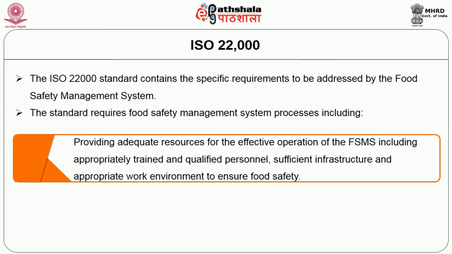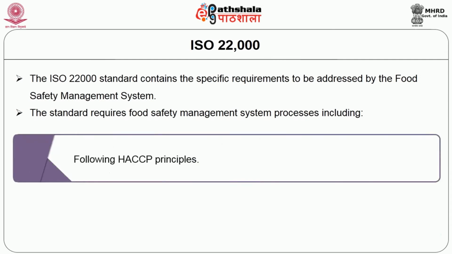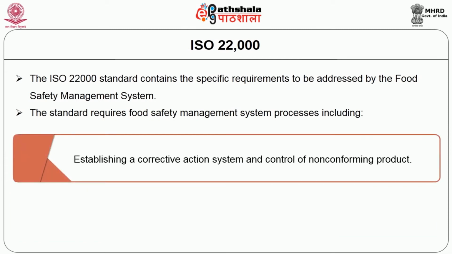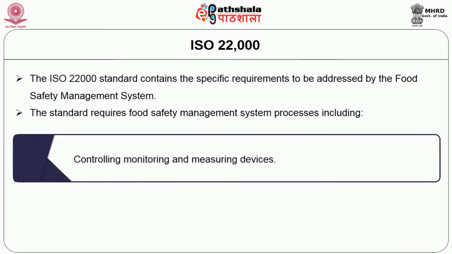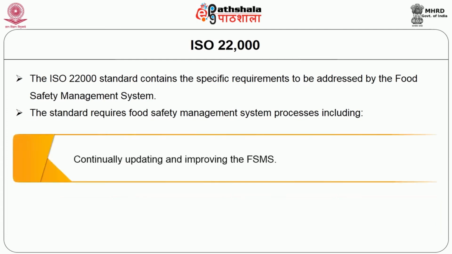environment to ensure food safety, implementing pre-requisite programs following the HACCP principles, establishing a traceability system for identification of product, establishing a corrective action system and control of non-conforming product, maintaining a documented procedure for handling withdrawal of product, controlling, monitoring and measuring devices, establishing and maintaining internal audit programs, continually updating and improving the FSMS.